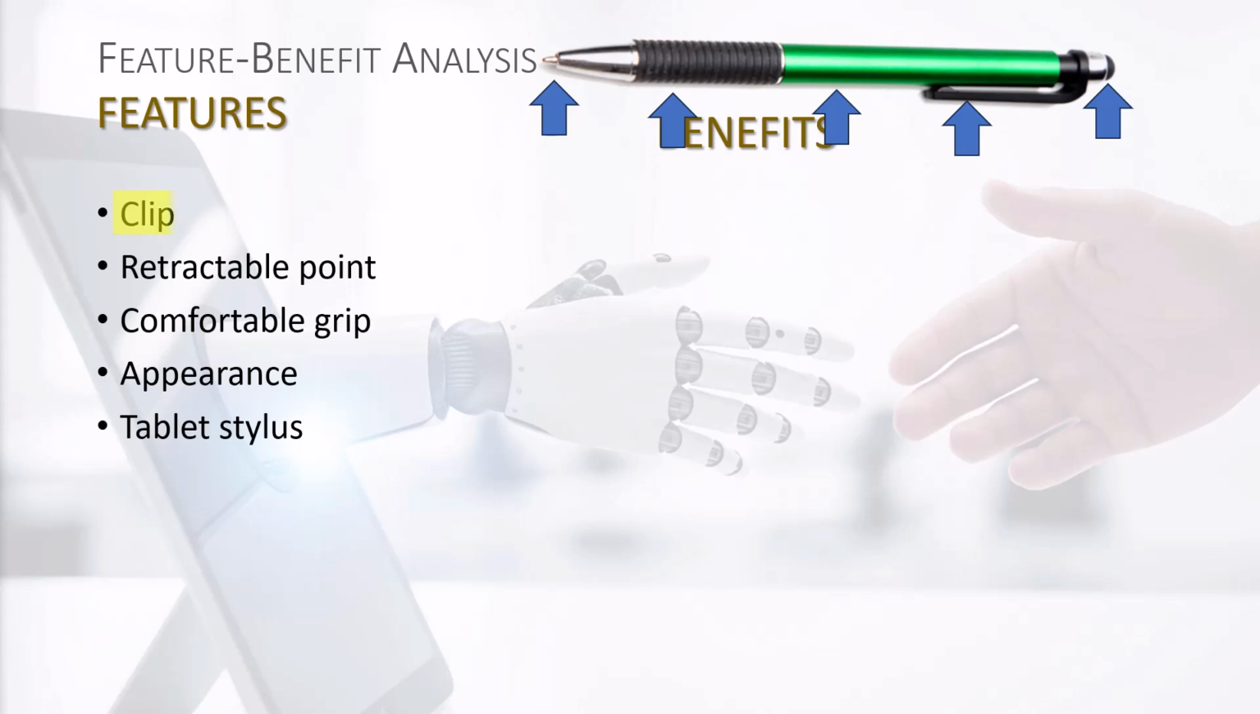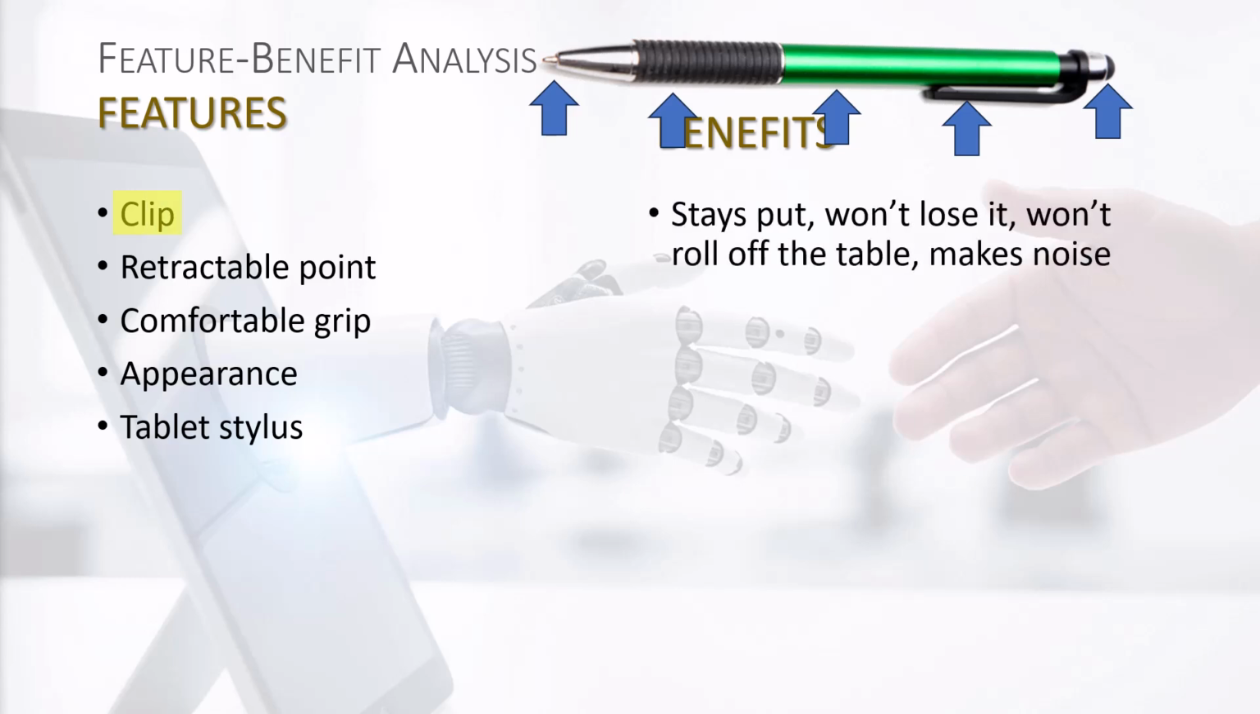So what are the benefits of it having a clip? It'll stay put. I won't lose it. It won't roll off the table. And it makes noise in case the sales trainer is going on too long. You can start making noise and maybe we'll move ahead.